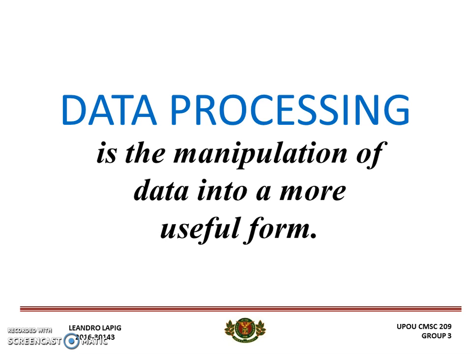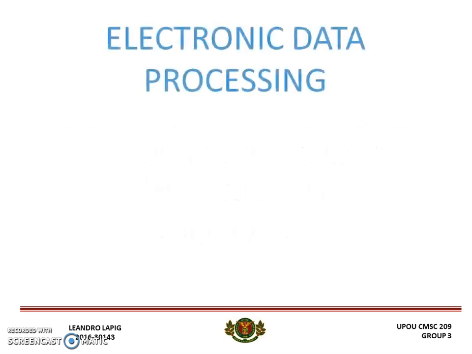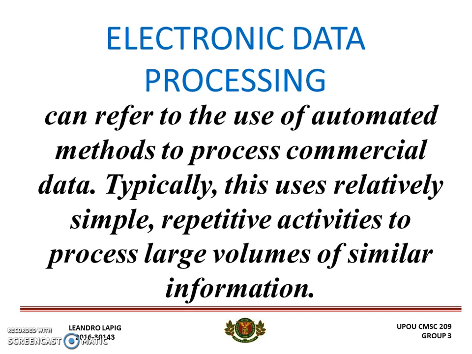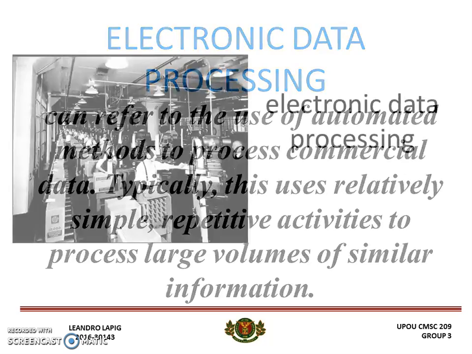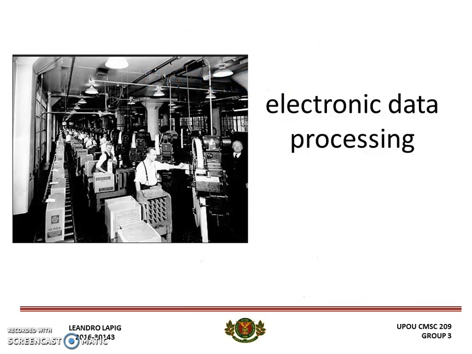Now, lastly, electronic data processing or EDP. Electronic data processing can refer to the use of automated methods to process commercial data. Typically, this uses relatively simple, repetitive activities to process large volumes of similar information. In electronic data processing, different types of input, output, and storage devices may be interconnected to an electronic computer to process data. For example, stock updates applied to an inventory, banking transactions applied to account and customer master files, booking and ticketing transactions on airline reservation systems, billing for utility services, and others.